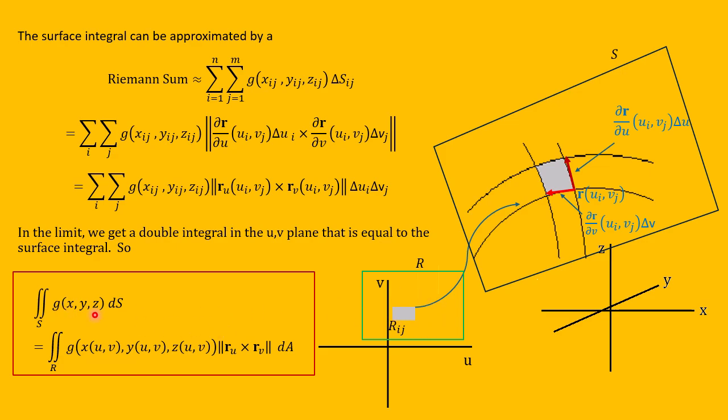So here we have a formula for the evaluation of a surface integral. We have to find a region in the UV plane. We have to find coordinate transformations that will map that into XYZ space, into the surface that we want to integrate over. The surface down here, maybe we can call it R. The surface up here, we are calling that S, obviously. And so we get this formula, a surface integral in terms of a double integral.